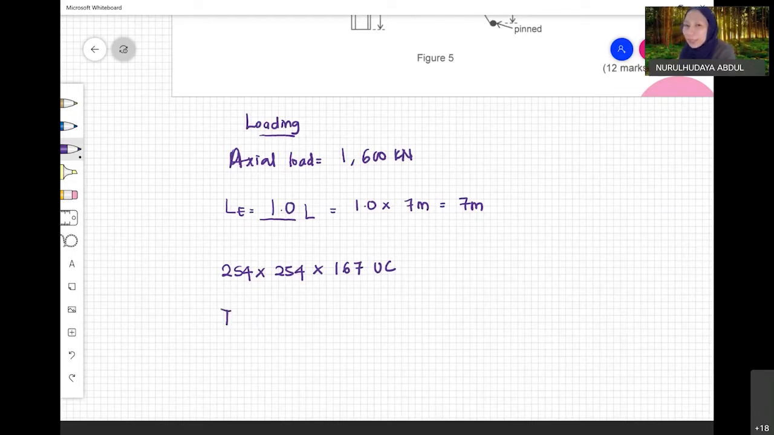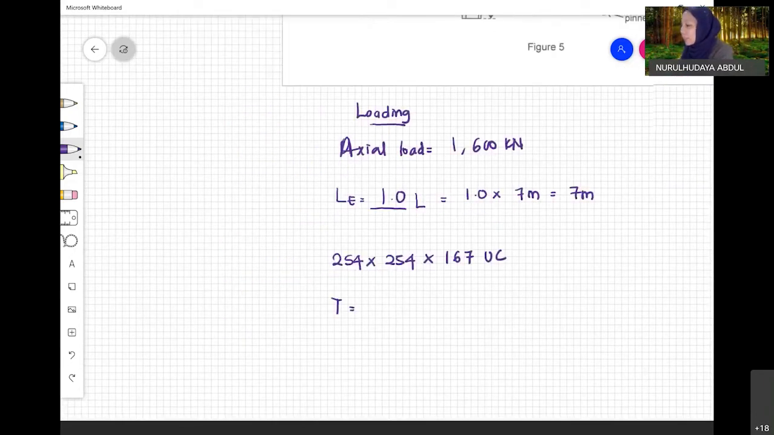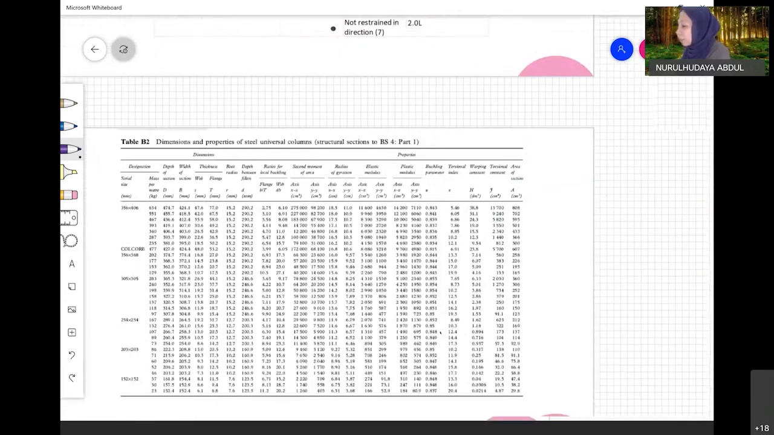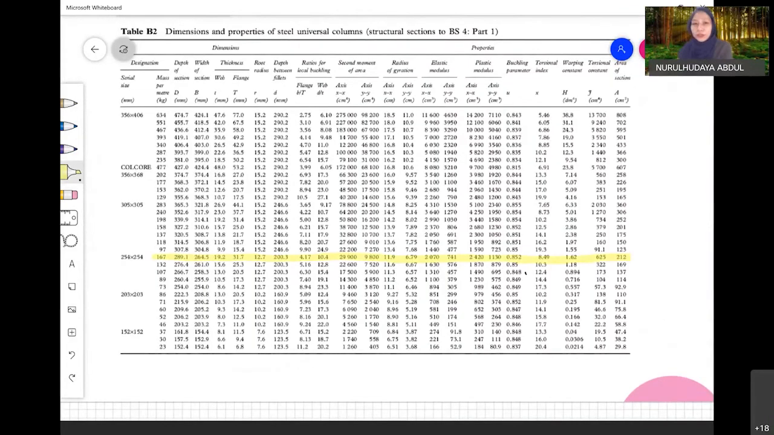Dia dah bagi section ni, so when kita nak dapatkan berapa PY, we know that the first thing that kita kena tengok adalah T, which is the thickness. Thickness of this section, 254, 254, 167. So we have this table. This is 254, 254, 167.